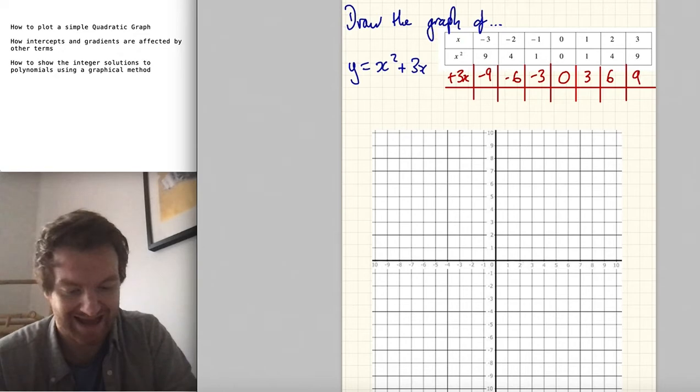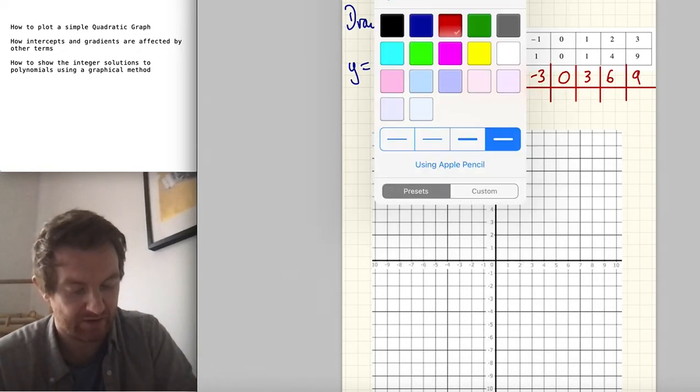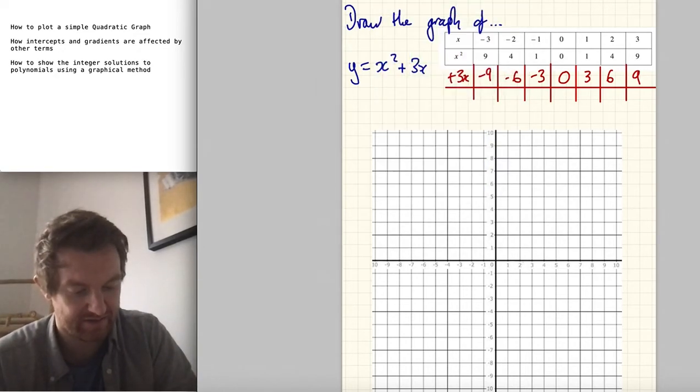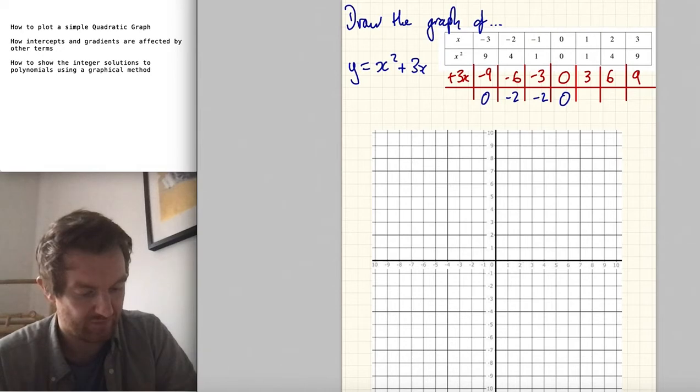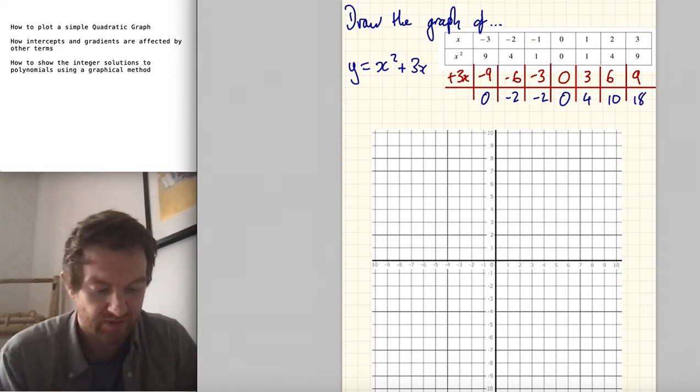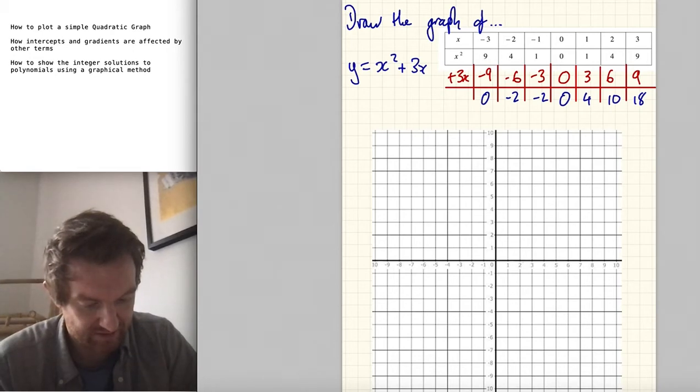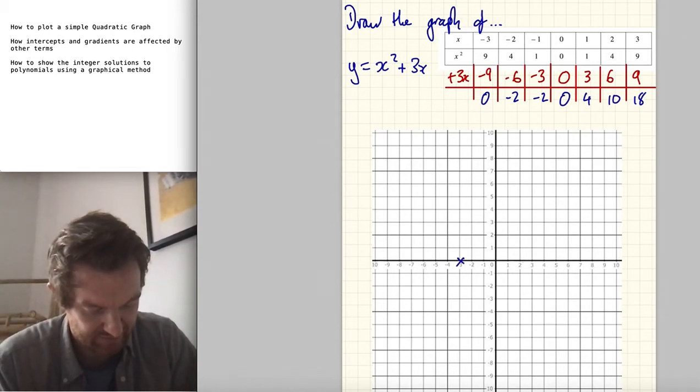So when we add those together, we get our combined value to plot. So 9 minus 9 is 0, 4 minus 6 is negative 2, negative 2, 0, and then 4, 10, 18. So when we plot these on the graph, we can see that negative 3 is 0, negative 2, negative 2, negative 2, 0.